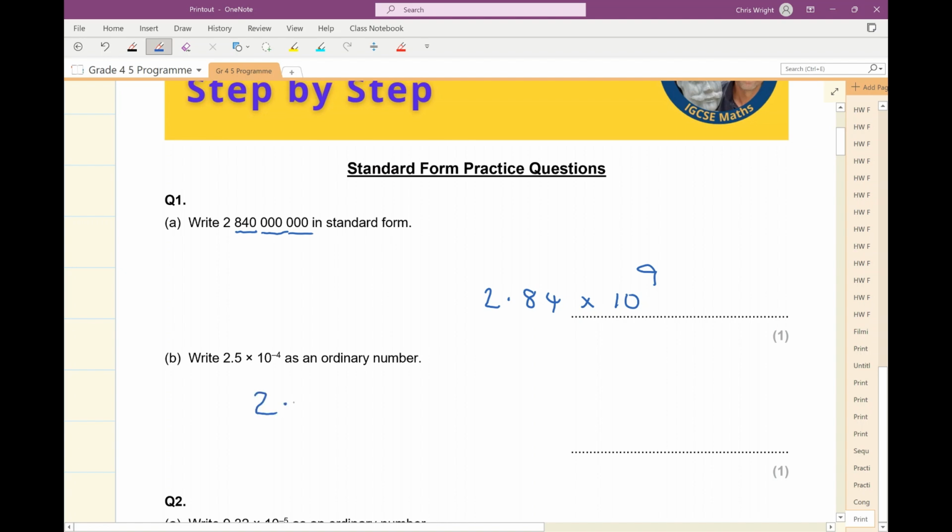2.5 times 10 to the minus 4 is an ordinary number. And I'm going to move the point this way, 4 places. One of those places will be over the 2, so then it'll have to move 3 more places. So it'll have 3 more zeros, and then the digits 2 and 5. So it's 0.00025. I don't know why I wrote 4 there. Should be a 5.